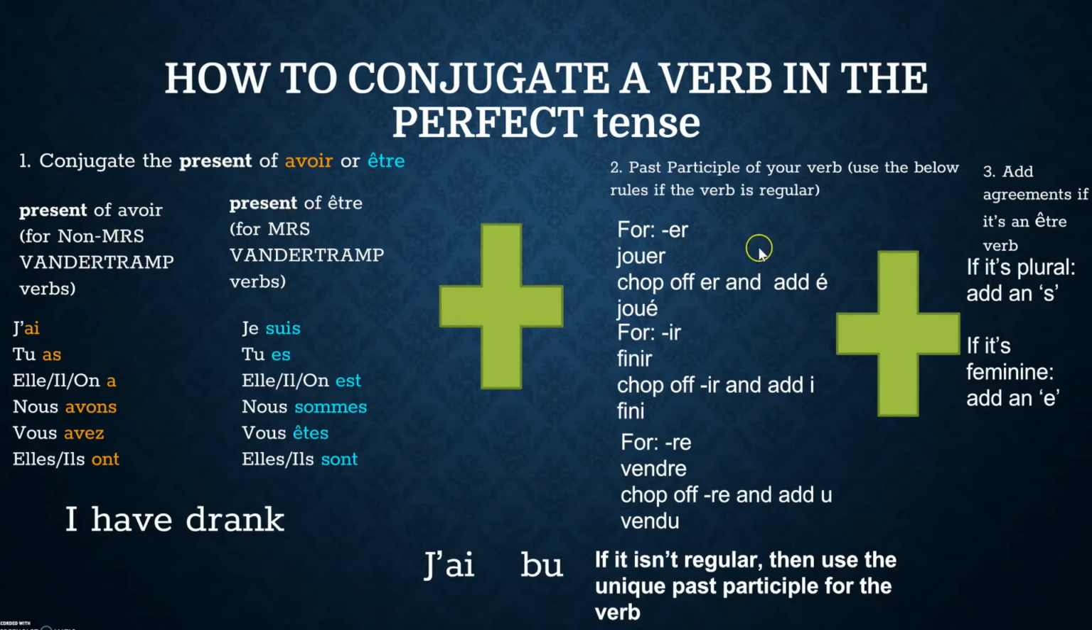The second half of our conjugation is going to be the past participle. Boire, sadly, isn't a regular verb, so we just have to recall the unique past participle for boire, which is bu. We don't add agreements. That should be really familiar to you.